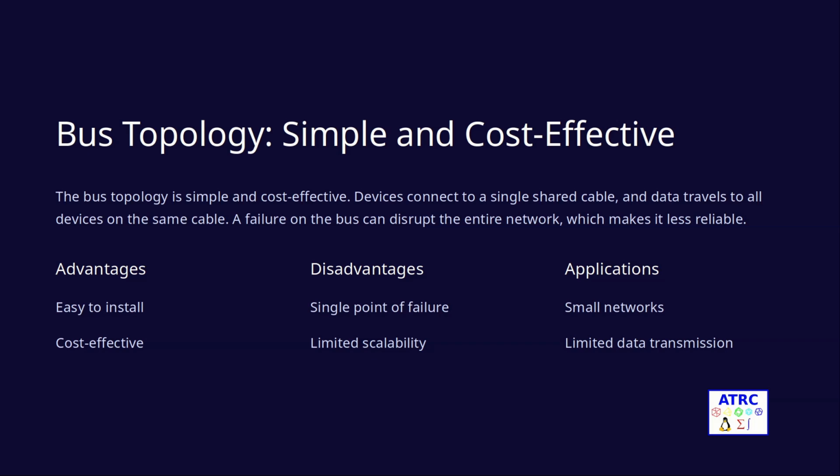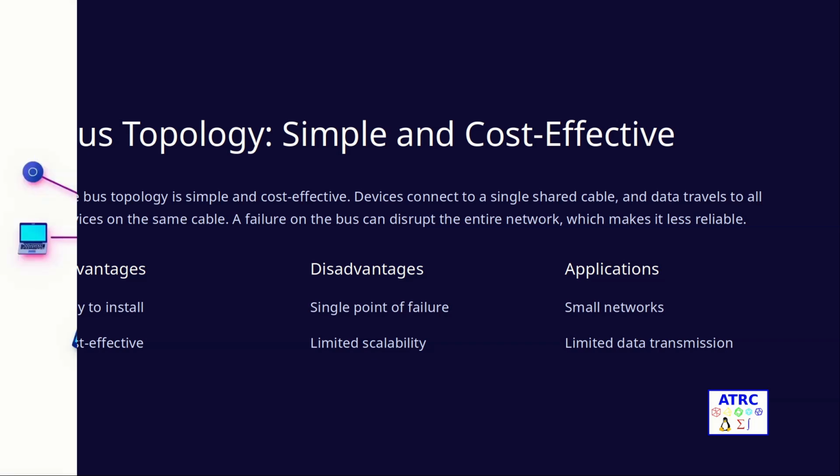The advantages of a bus network include it's easy to install, it's low cost. The disadvantages are that there is a single point of failure. There's only one wire on which everybody is sending and receiving data. There is limited scalability, and the applications are usually small networks, and there is limited data transmission capability.